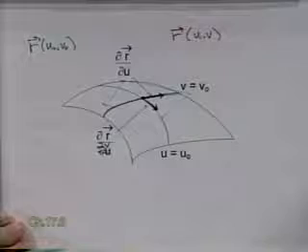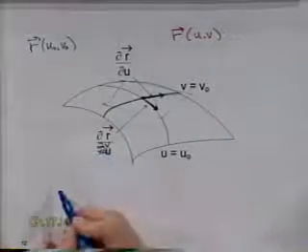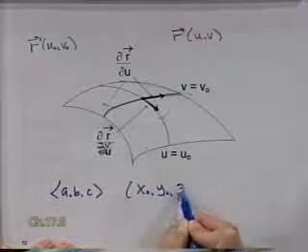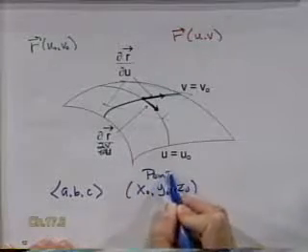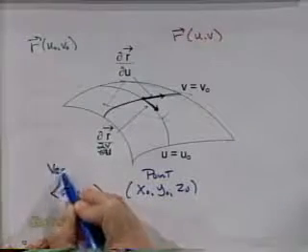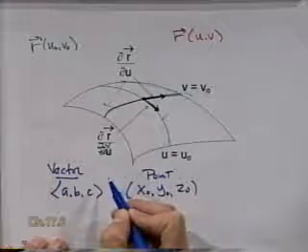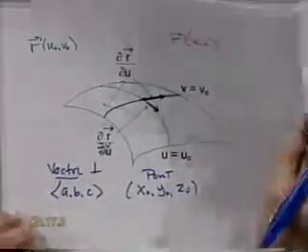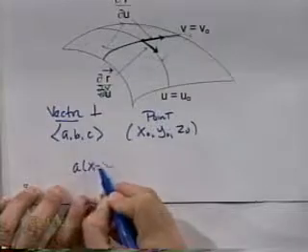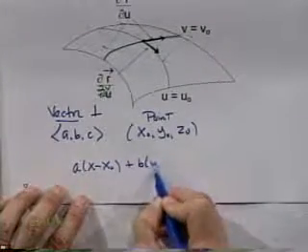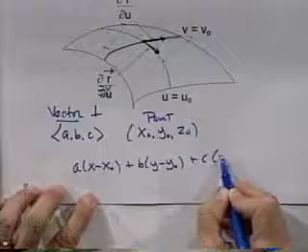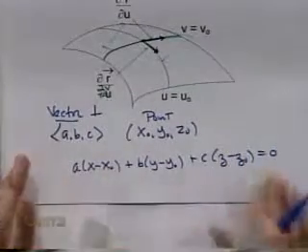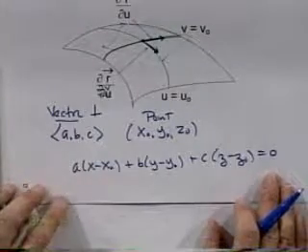But now to get the equation of a plane, as I recall, you had to have a vector a, b, c, and a point x naught, y naught, z naught. This was your point on the plane. This was your vector that was what? Your vector that was normal to the plane. And your equation turned out to be a times x minus x naught plus b times y minus y naught plus c times z minus z naught equals 0.